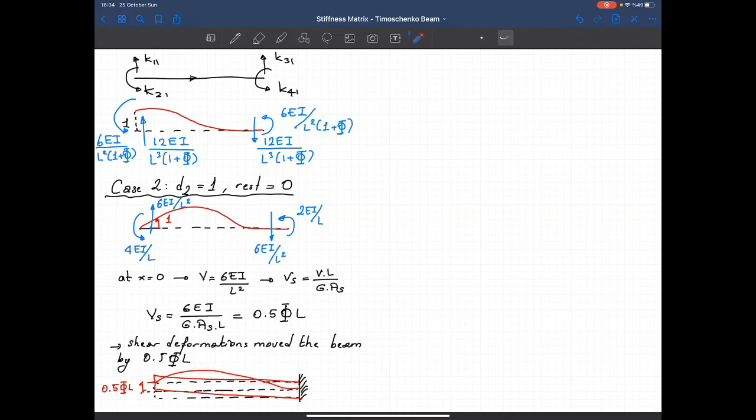But now this is not what we want, because according to our definition, we want to keep the rest of the translations equal to 0. So what should we do? Let's see.